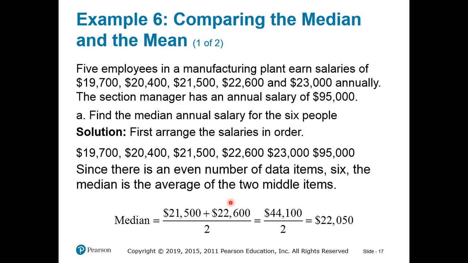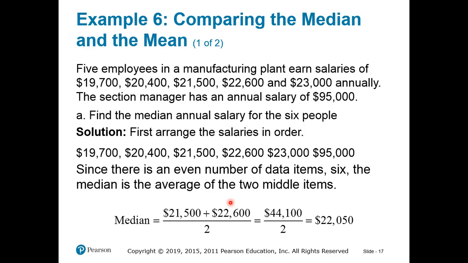Now, why do we have two different measurements of center? It really depends on the data set. Which one should we use? That's a great question. Is it better to use the median or the mean? It depends on the data.